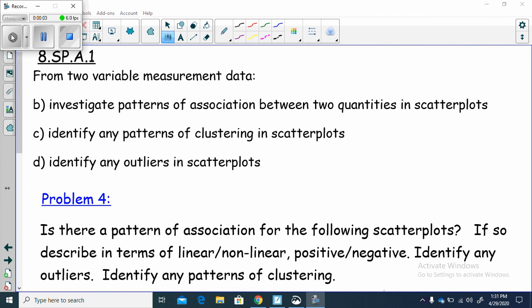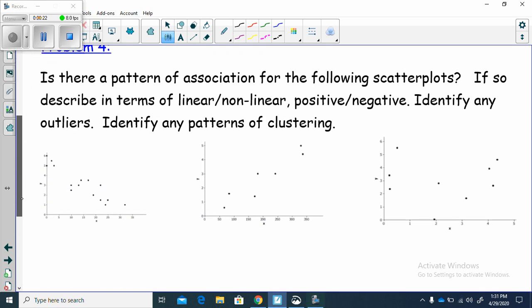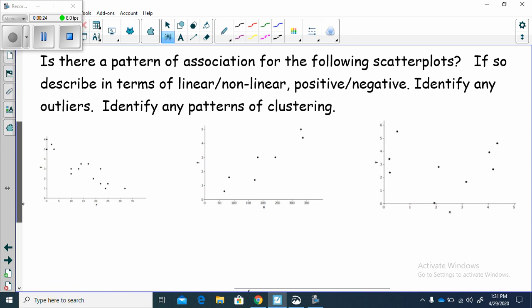This is problem 4 on standard 8 SPA 1. On this one, from two variable measurement data, we're going to investigate patterns of association between two quantities in the scatter plots. We're going to identify any patterns of clustering in the scatter plots and identify any outliers in the scatter plots. Okay, so let's look and see. Is there a pattern of association for the following scatter plots? So say that's the first thing we need to answer.